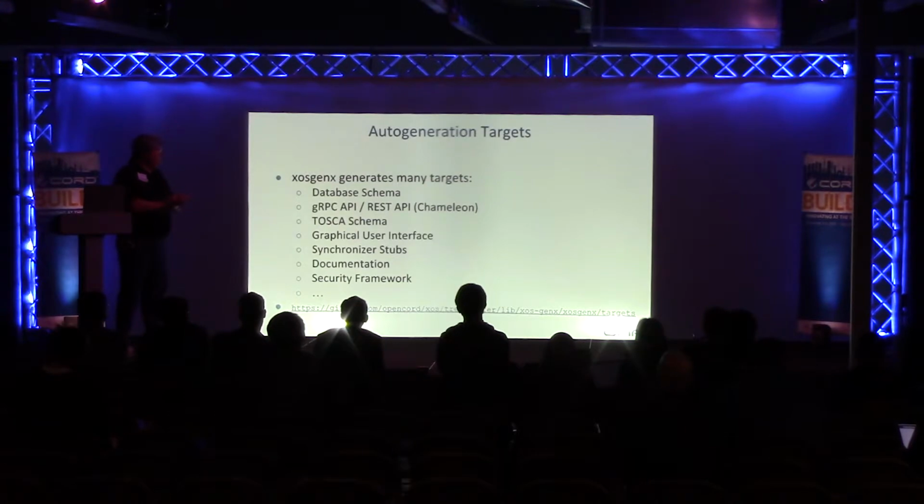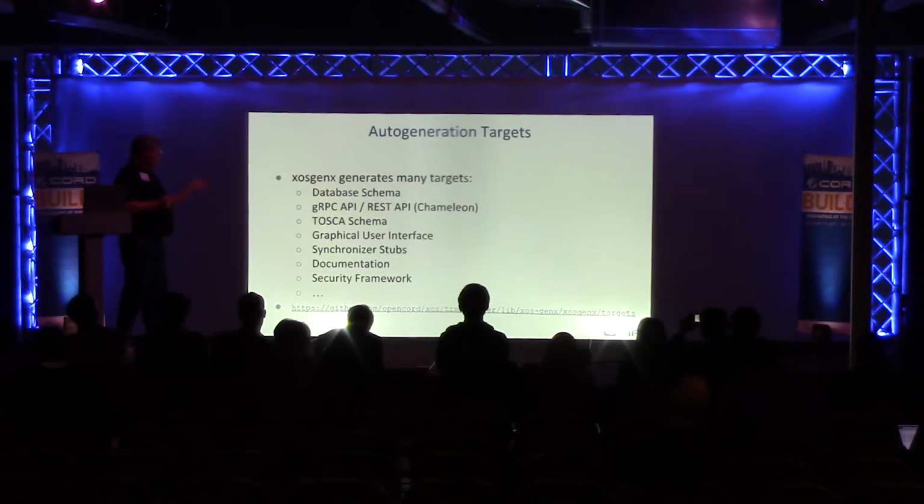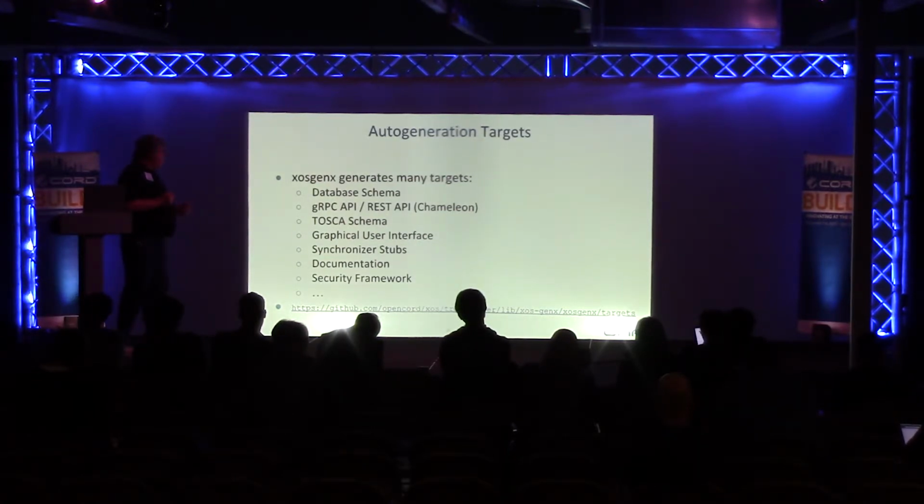So what types of things can we auto-generate? XOS Gen X has many existing targets already. So we can generate the database schema. That was the example I just showed where we generated the Django Python file. We can generate a gRPC API. That gRPC API is then made into a REST API via Chameleon. We can auto-generate a Tosca schema in our new Tosca engine. We can auto-generate a graphical user interface, synchronizer stubs, documentation like Swagger documentation for the APIs, a security framework, and there's many more.